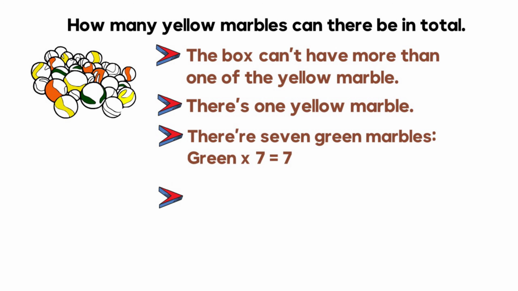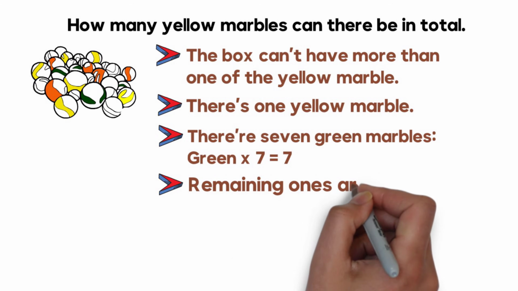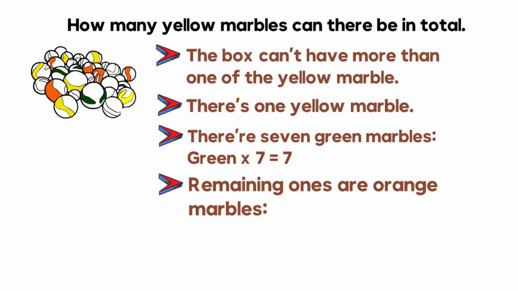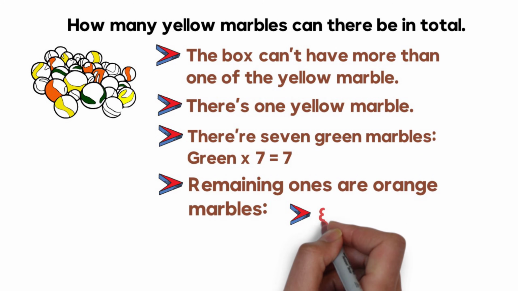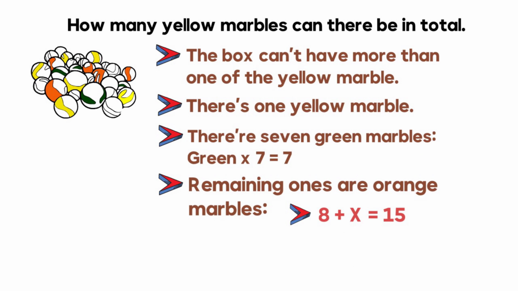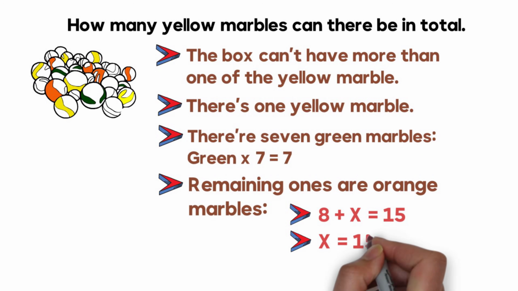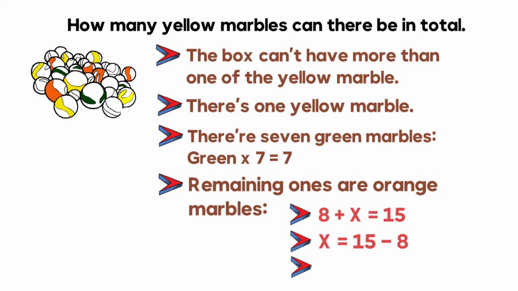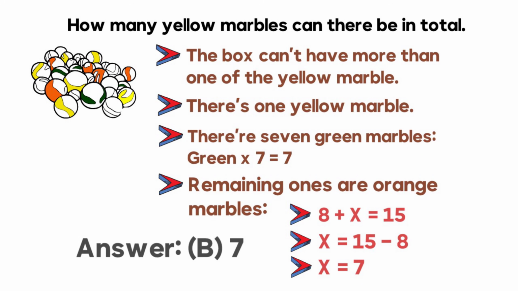So the only thing that's left is calculating how many orange marbles are out there. We can easily calculate it by using the formula 8 plus x equals 15. So x is calculated by subtracting 8 from 15. The x equals 7. The correct answer here is choice B, 7. Hopefully you've nailed this question and now know how to answer similar problems on the test.